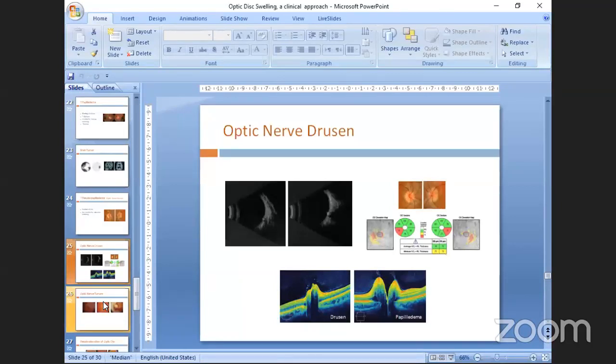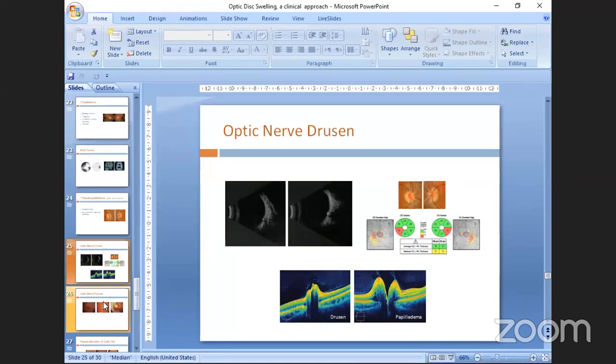My question is, is there complete resorption or resolution of disc swelling or papilledema in cases of toxic insult or ischemic insult or even hypertensive papillopathy? And will the nerve return to normal looking or go to pallor stage or atrophy? Thank you.